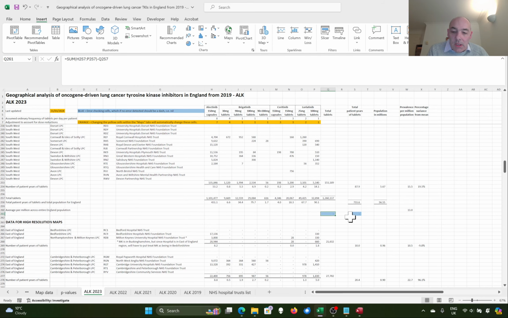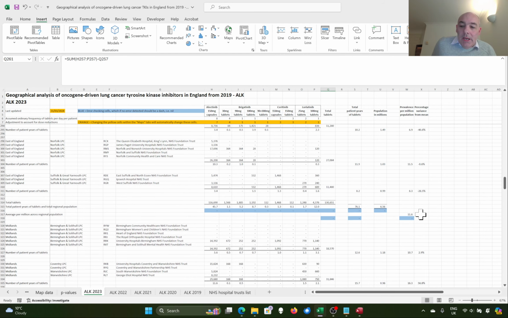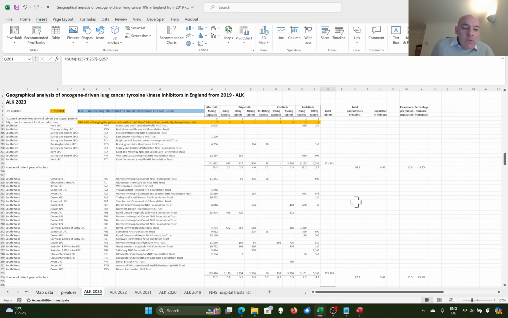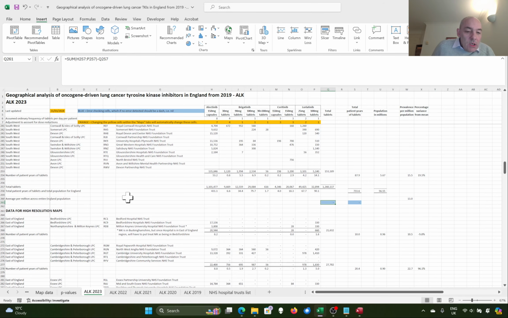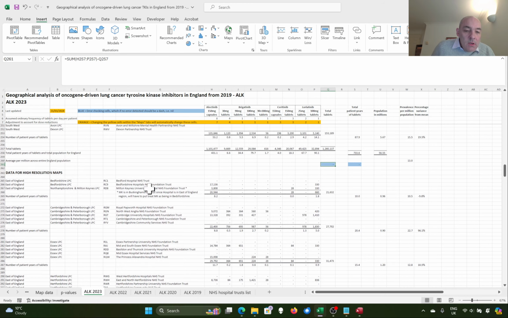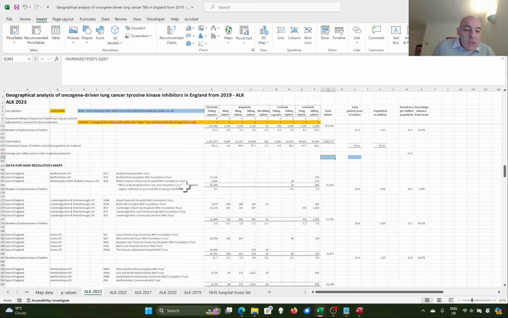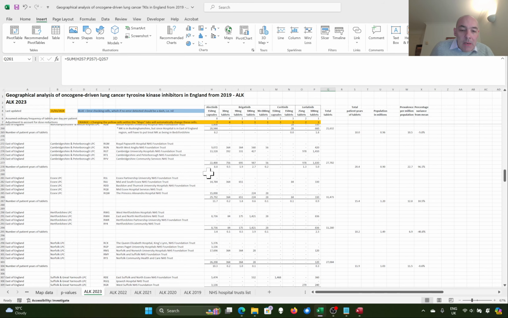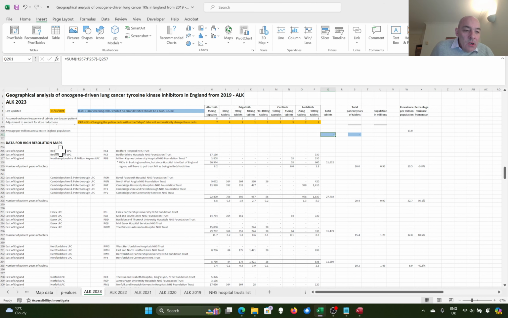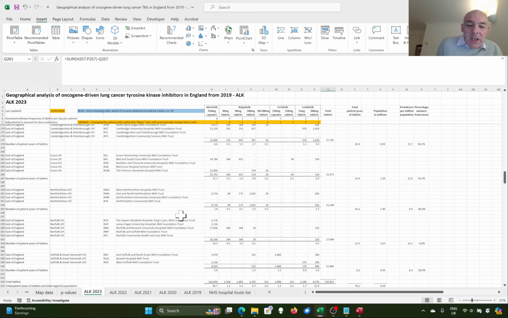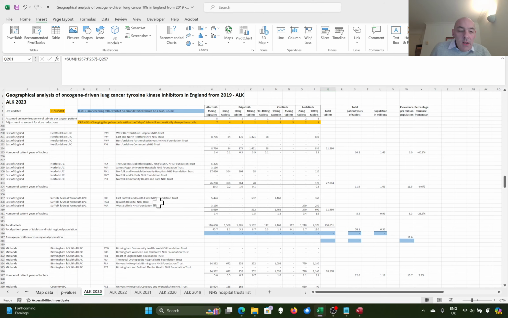I've put some of these blue cells are error checking cells, so I'm basically checking that the totals agree to other totals, so I can try and pick up any obvious errors. I've also gone a bit lower in terms of this data for the high resolution maps, so I've grouped together, say, the ones in Bedfordshire and Cambridgeshire and Essex and those, so I can get a sort of rough county level.